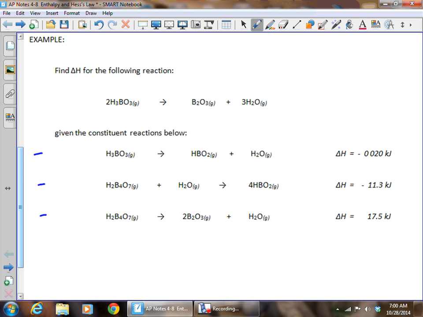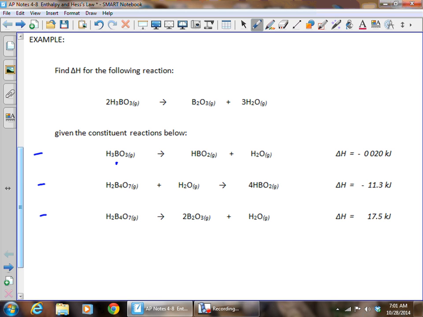So let's find something that appears only once in the step reactions. We're not going to even look at water, because look at what water does. Water is here, water's here, water's here. It'll be a mess trying to figure out what's going on with water if we try to start with this. So let's start with our H3BO3 and see where it appears in those constituent equations. And it looks like the only place it appears is right here. That's a perfect one to start with then.